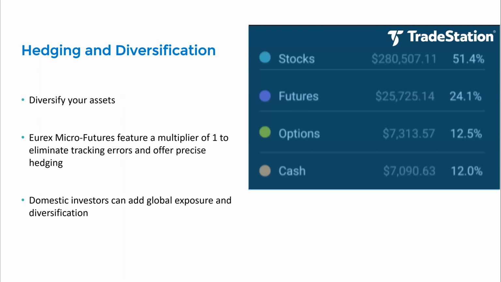Okay, so on to hedging and diversification. So you're going to be able to diversify your assets, not only internationally, but the type of instrument you're trading. Let's say you're trading just a lot of individual equities. You'll be able to spread out your assets a little bit more, and you'll be able to trade 21 hours a day. With the contract having that multiplier of 1 to 1, you'll be easily able to find where you stand in comparison to the index. And also, if you're a US investor, you have the ability to take advantage of these new markets.